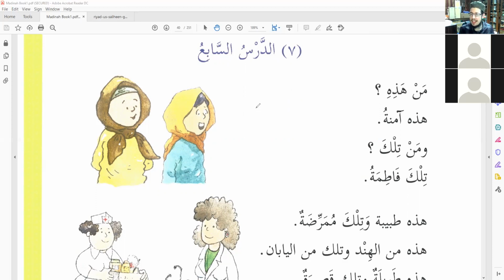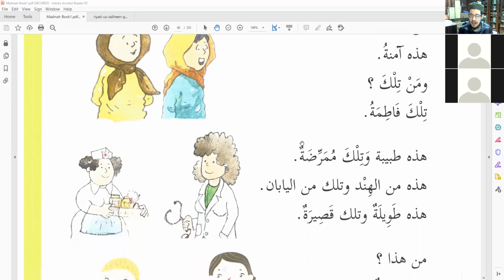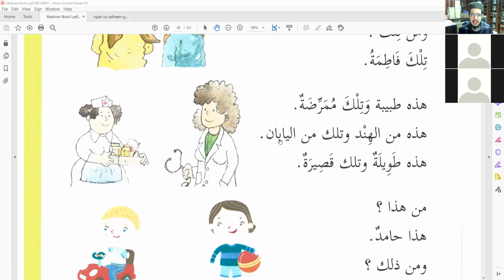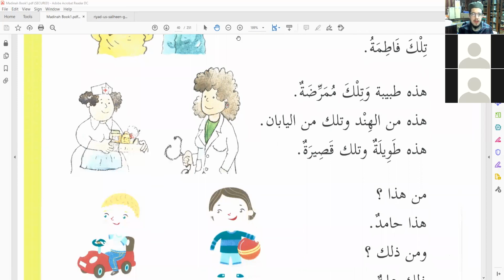So like they did before, they have arranged the pictures according to distance, right? To bring the lesson home, right? Man hadihi refers to this young lady here. Hadihi Aminatu. Waman tilka, a little bit further away. Tilka Fatimatu. Okay, that's a pretty innocent example. Nothing really new there. This and that. Now we're going to get into some other things.